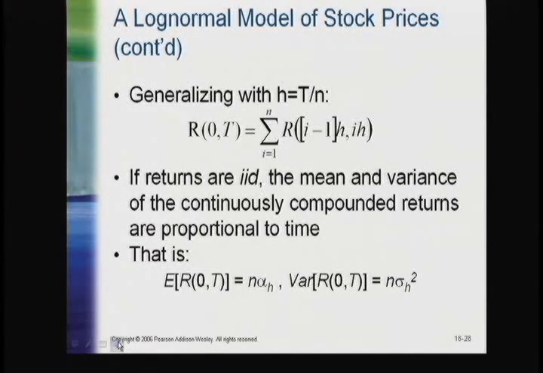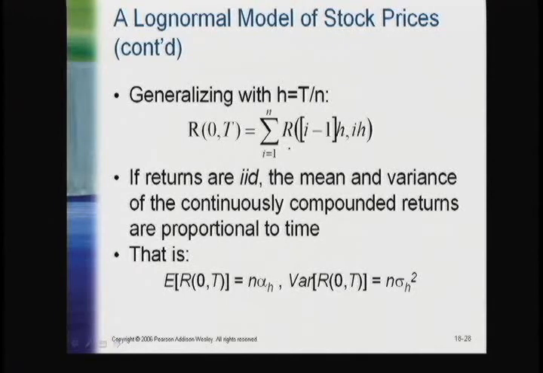This generalizes: if I have a period, say 0 to T, and I break it up into n equal subintervals, which we've been doing right along, for example in our binomial lattice model, then the numerical value of the continuous return over the full period is the sum of the numerical values of the sub-period returns.